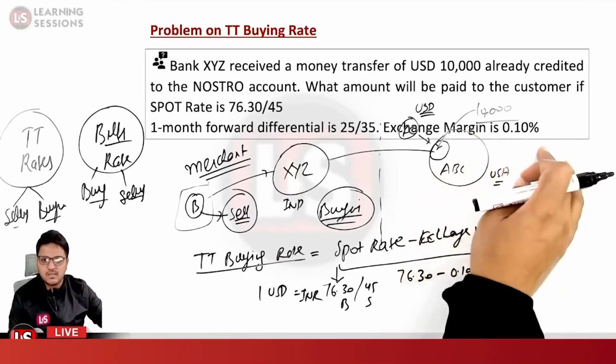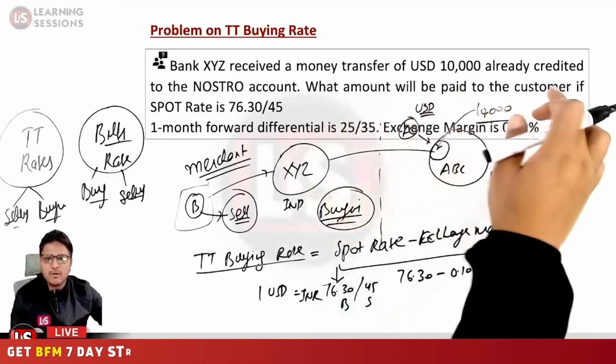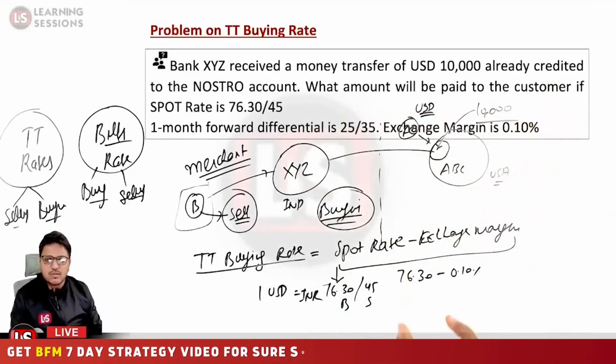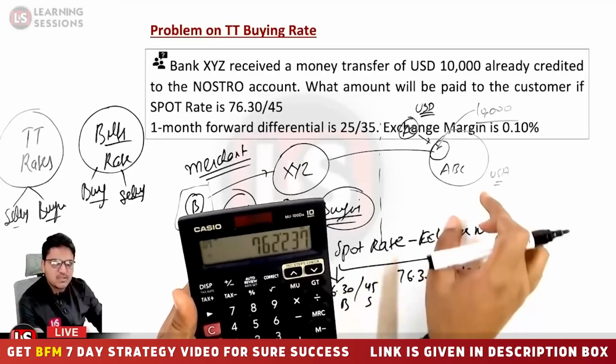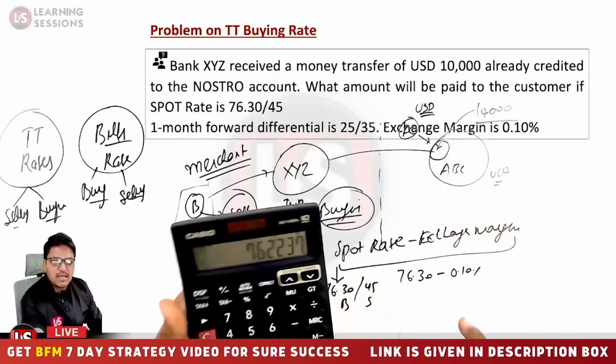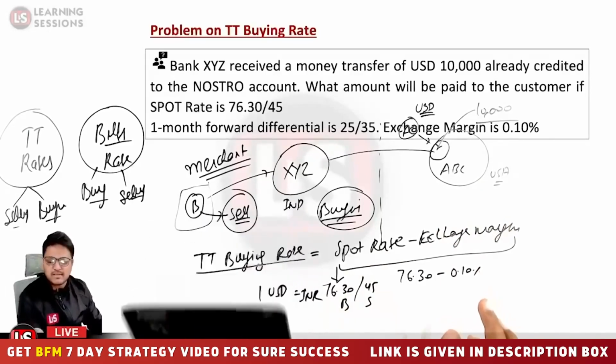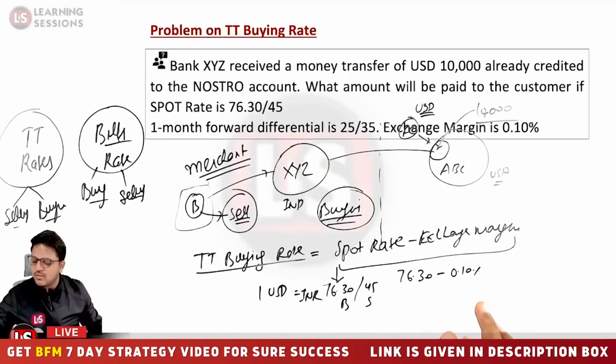Multiplied by 10,000 USD. Now the question was what amount will be paid to the customer. So what amount will be paid to the customer? 76.2237 multiplied by 10,000, because 10,000 USD were credited in the Nostro account. So it is 762237. That is the amount which will be credited to the customer's account.